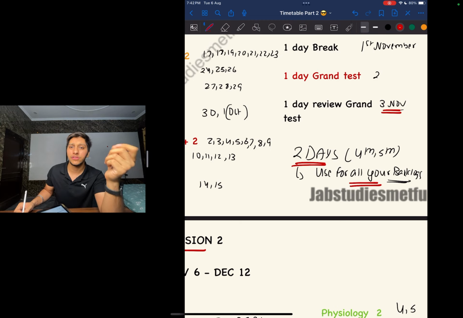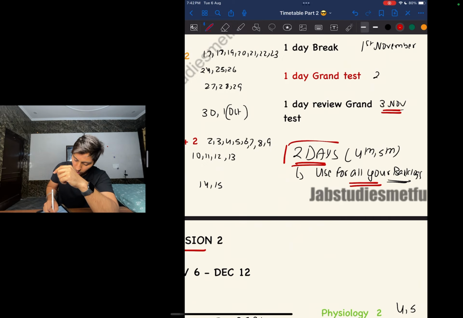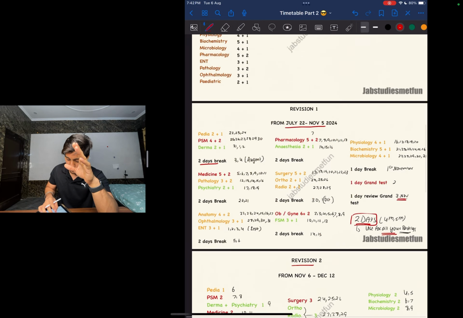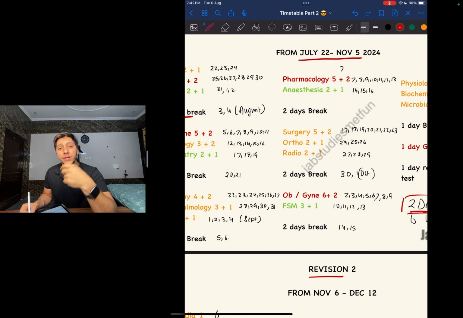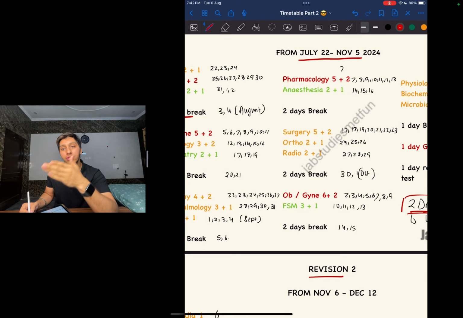There'll be some subjects in which you might have difficulty retaining, or you didn't understand, so you can do that. Now, why these 2 days are very important is because I don't want you guys, for example, you guys are studying surgery, but there were some topics which are lagging in anesthesia, and then you're using your surgery days for anesthesia.